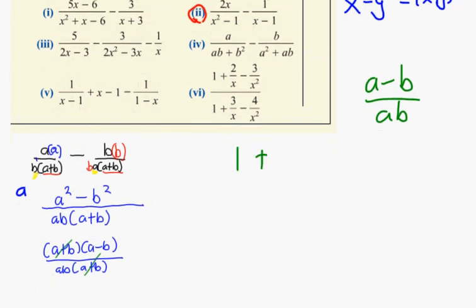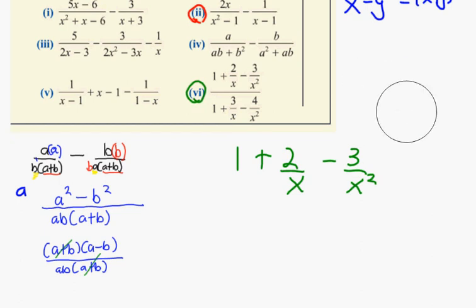1 plus 2 over x minus 3 over x squared. This is part 6 we're working on now. Okay. What can you tell me about the denominators? Are all the denominators the same? No. So look across and go, if this was an x squared, that'd be great, wouldn't it? What do I need to do to x to turn it into an x squared? Multiply by x top and bottom. And then xx is the same thing as x squared.